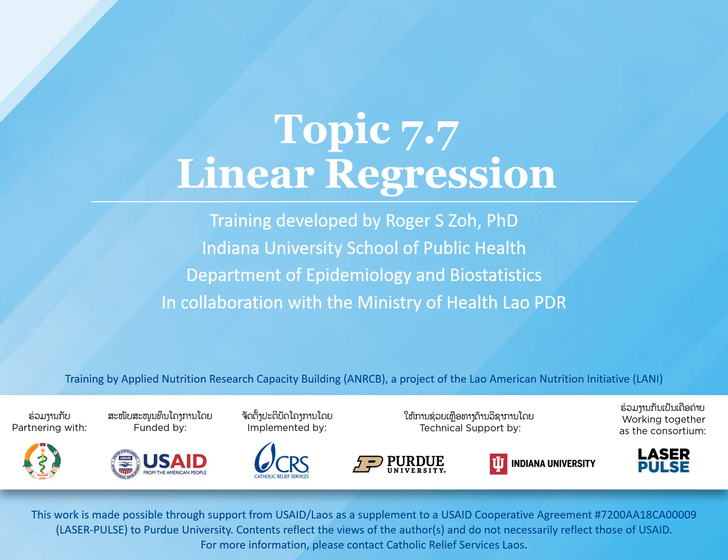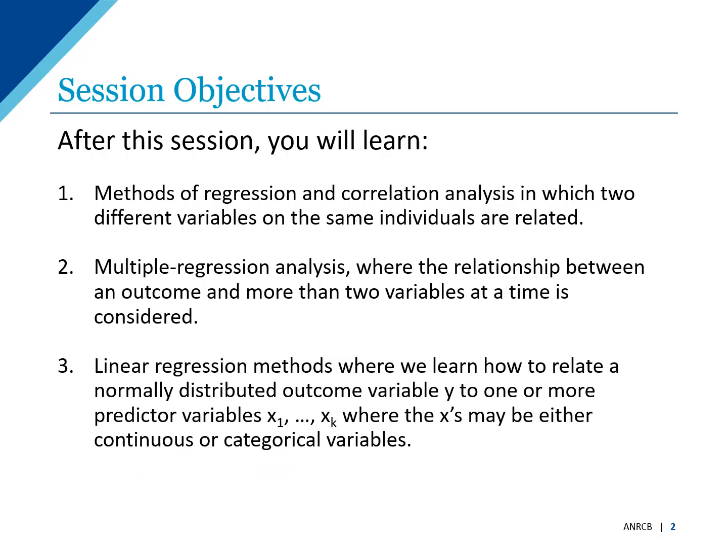Hello, and welcome to Module 7 Statistical Analysis, Topic 7.7, Linear Regression. At the end of this module, you will have learned how to find associations between two variables, determine the strength of the association between a response variable and one or more exposure or covariate variables, and how to interpret the results.